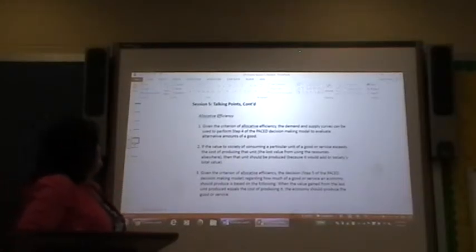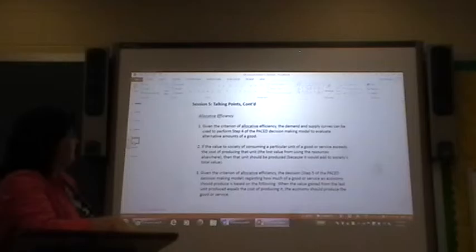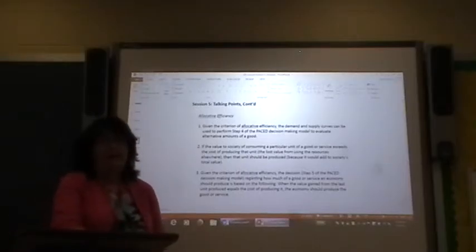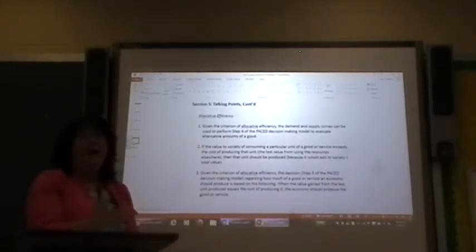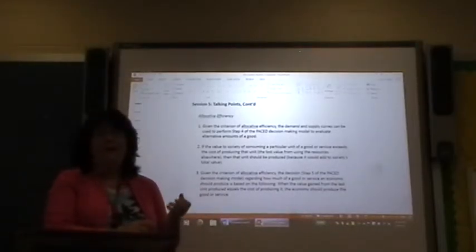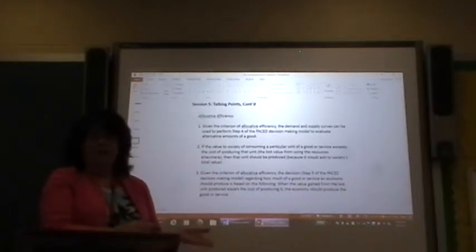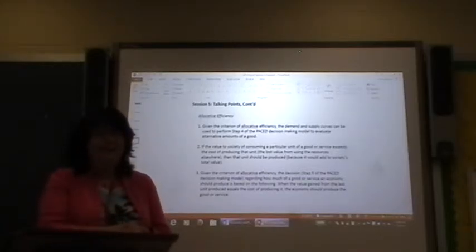Now, efficiency. Given the criterion of allocative efficiency, the demand and supply curves can be used to perform step 4 of the PACE decision-making model to evaluate alternative amounts of the good. So we're going to have a decision-making session where you're going to be given something that's going to help you make decisions. Decisions that we've talked about so far have been choices between wants and needs. They have been choices made by manufacturers based on whether they can make a profit or a loss. And so you can decide if something is efficient for you.